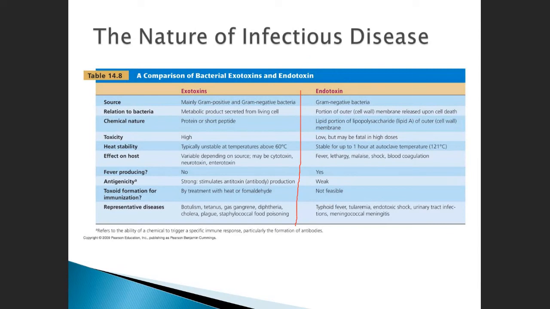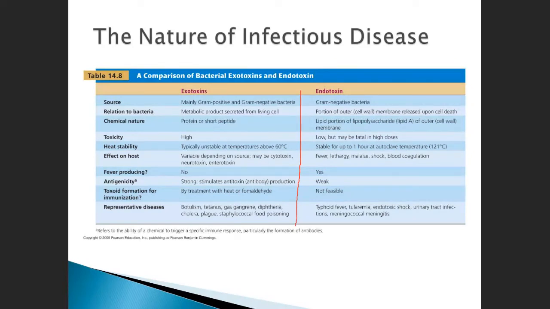Endotoxins, right? If we compare them, they're gram-negative bacteria. They're the portion of the LPS layer of their cell wall. It's actually the lipid A portion of it, right? They have low toxicity, but in very high number and high volumes, they can cause death, right? They're stable under heat, so you can't really break them apart. Therefore, they have weak antigenic specificity. We can't really make vaccines against them, right?